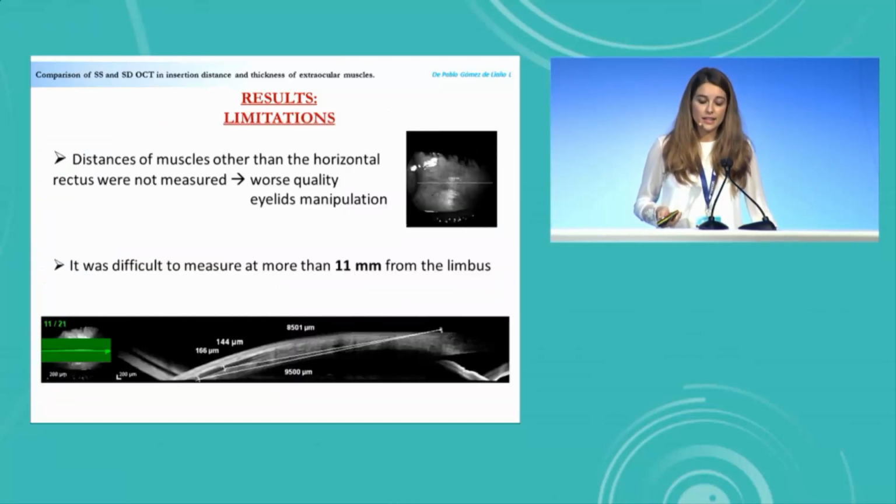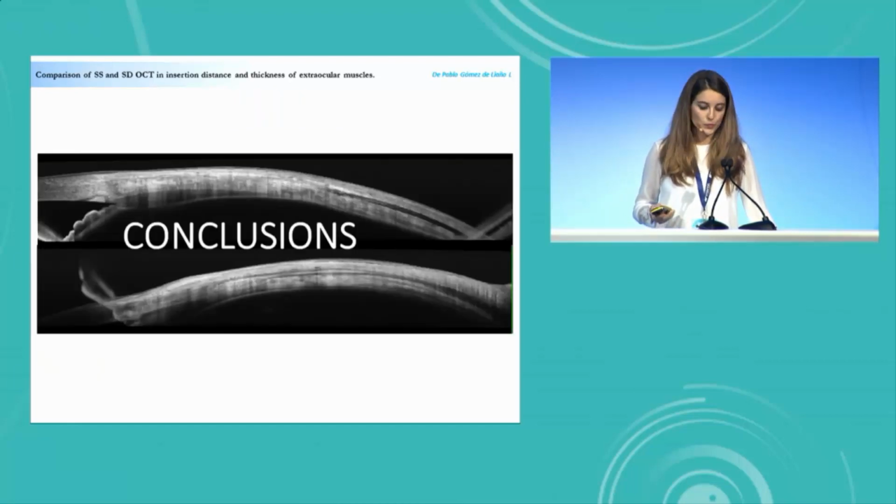The current study has several limitations. First, distances of muscles other than the horizontal rectus were not measured due to the worse quality of the image of the vertical muscles and the need of eyelid manipulation. Regarding the exploration technique, it was difficult to measure at more than 11 millimeters from the limbus.